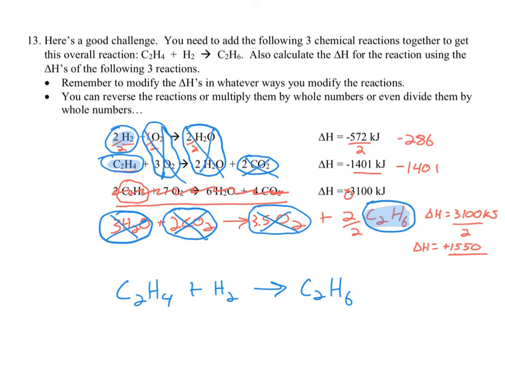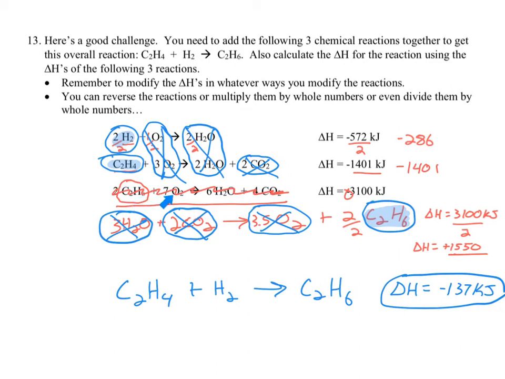Add those all up. And if we've done our calculations correctly, we get a net delta H of negative 137 kilojoules. So that would be the delta H for the reaction as it's written here, the C2H4 plus H2 goes to C2H6.